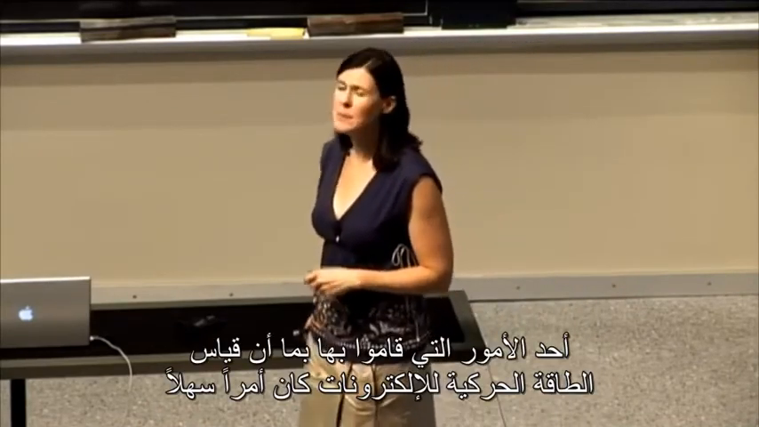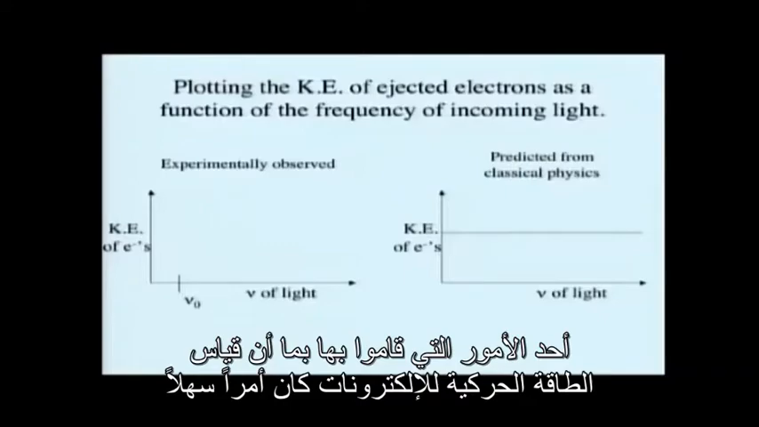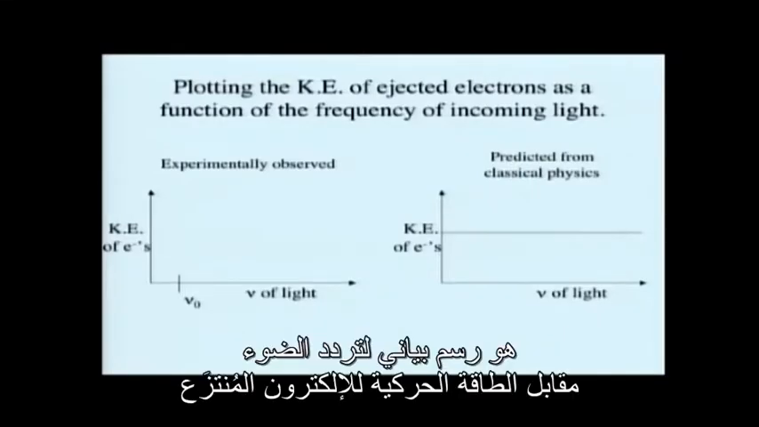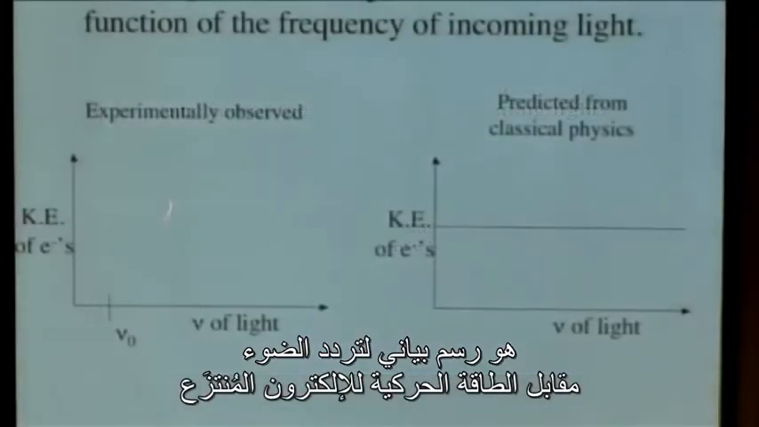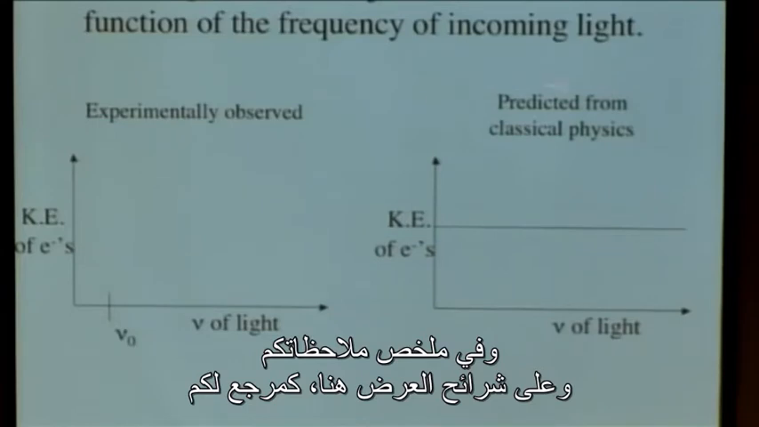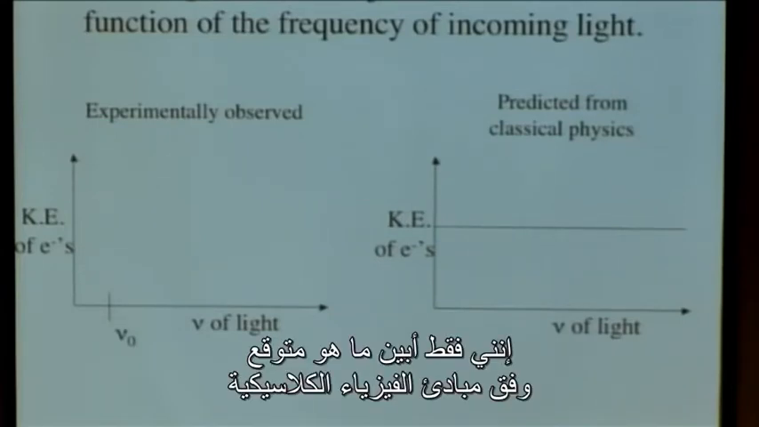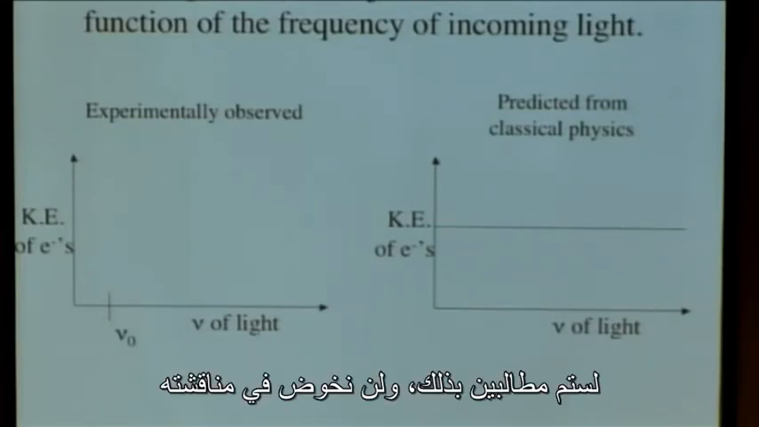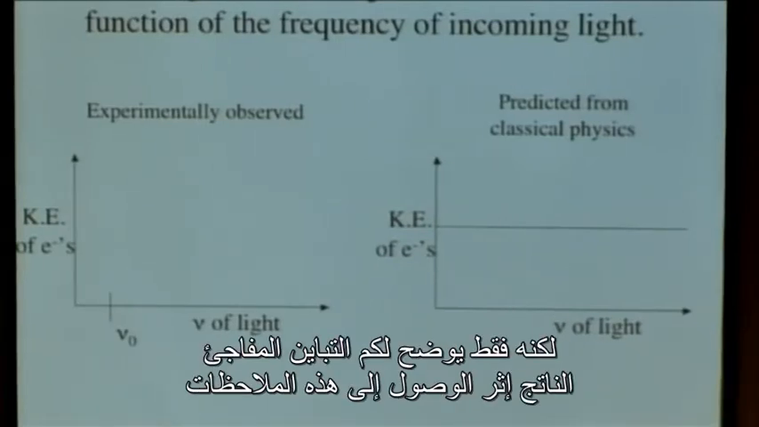So one thing they did, because it was so easy to measure the kinetic energy of electrons, is plot the frequency of the light against the kinetic energy of the electron that's coming off here. And in your notes and on these slides, just for your reference, I'm pointing out what's predicted from classical physics. You're not responsible for that, and we won't really discuss it, but it gives you the contrast of the surprise that comes up when people make these observations.